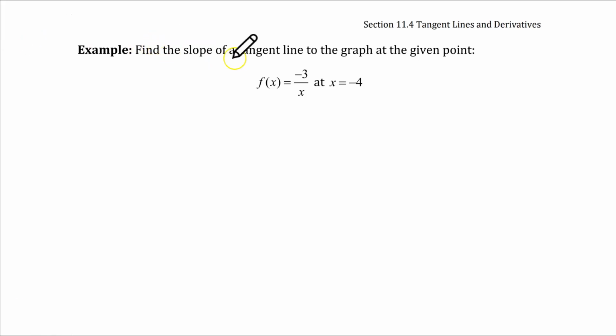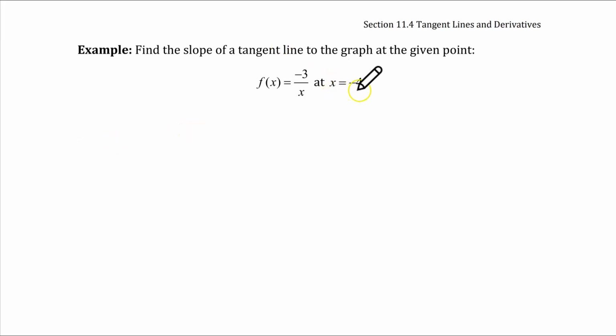Find the slope of the tangent line to the graph at the given point. We're given here the function f of x equal to -3 over x, and x is equal to -4. Now, we will use the 4-step process to find the slope of the tangent line.